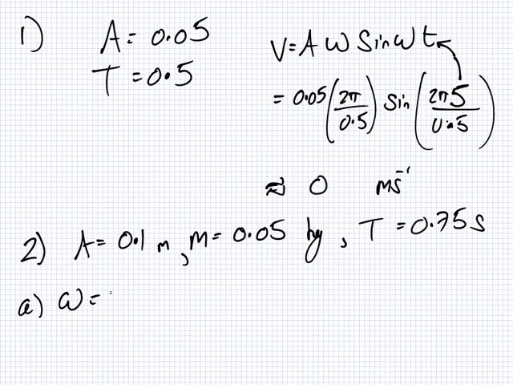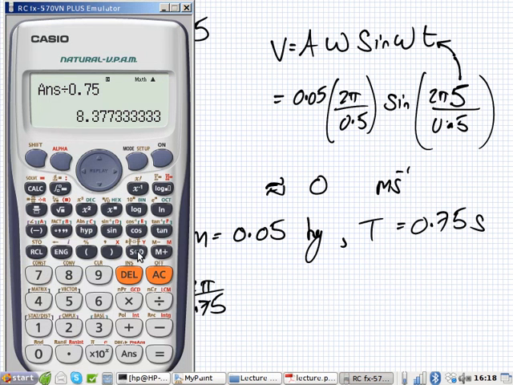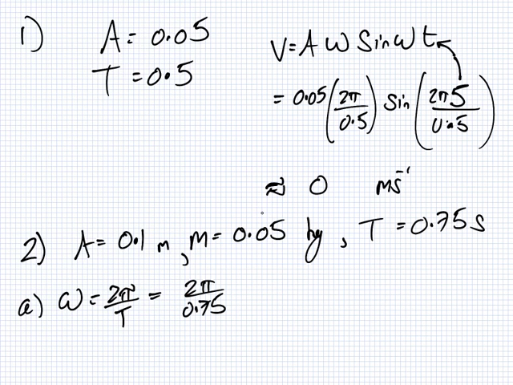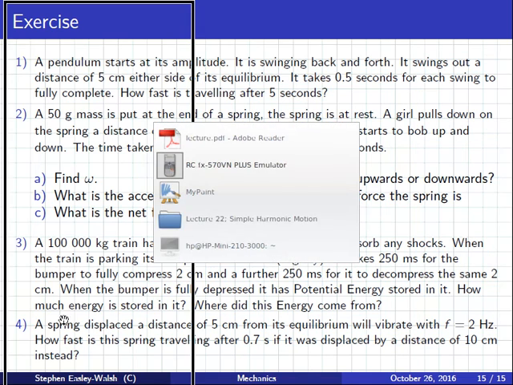What formula should I use here? T. 2 pi over T, yeah. Which is 2 pi over 0.75, which is what exactly? 8.38, yeah. What's wrong? 8.38 radians per second. B. What is the acceleration after 1 second?